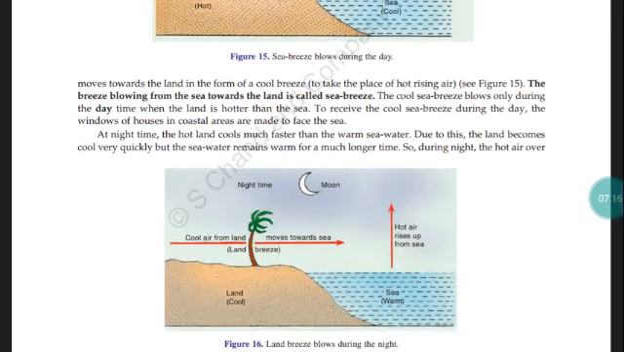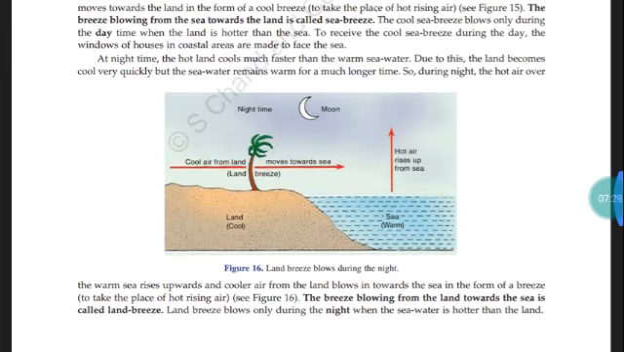And during night time, the hot land cools much faster than the warm sea water. Due to this, the land becomes cool very quickly, but the sea water remains warm for a much longer time. So during night, the hot air over the warm sea rises upward and cool air from the land blows in towards the sea in the form of breeze. The breeze blowing from the land towards the sea is called land breeze. Land breeze and sea breeze are the most common example of convection occurring in gases, or convection occurring in air.